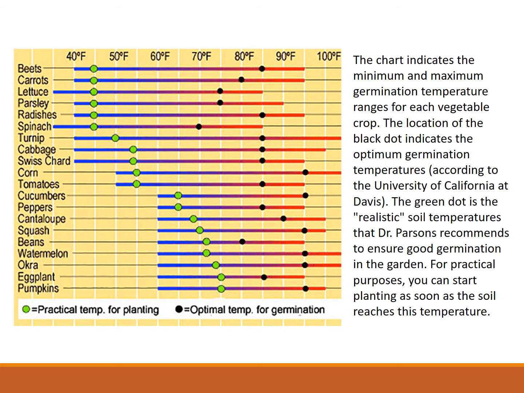So let's look at a couple different examples. If we go to the very top line of the chart where it says beets, we can see that we can start planting beets when the soil temperature in our garden reaches 45 degrees Fahrenheit, and that the optimum germination temperature for beets is 85 degrees Fahrenheit.